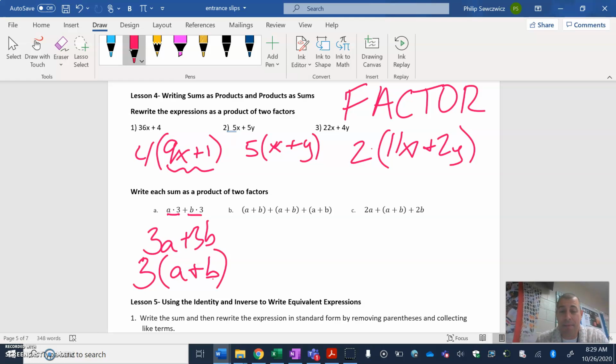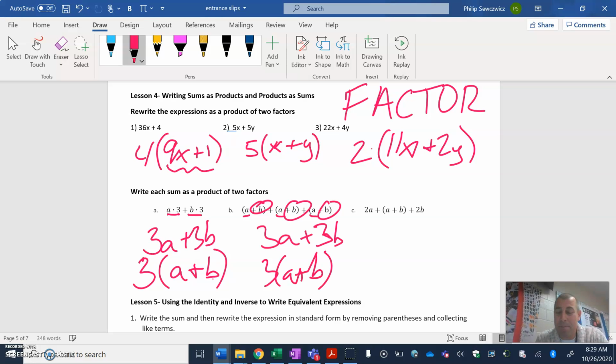Part B, we're adding here. So I got an a and an a and an a. Add those together, that's 3 a's. I got b's. A b plus a b plus a b. Yeah, that's 3b. Look at this. Exact same problem. So it's the exact same. Divide them both by 3.